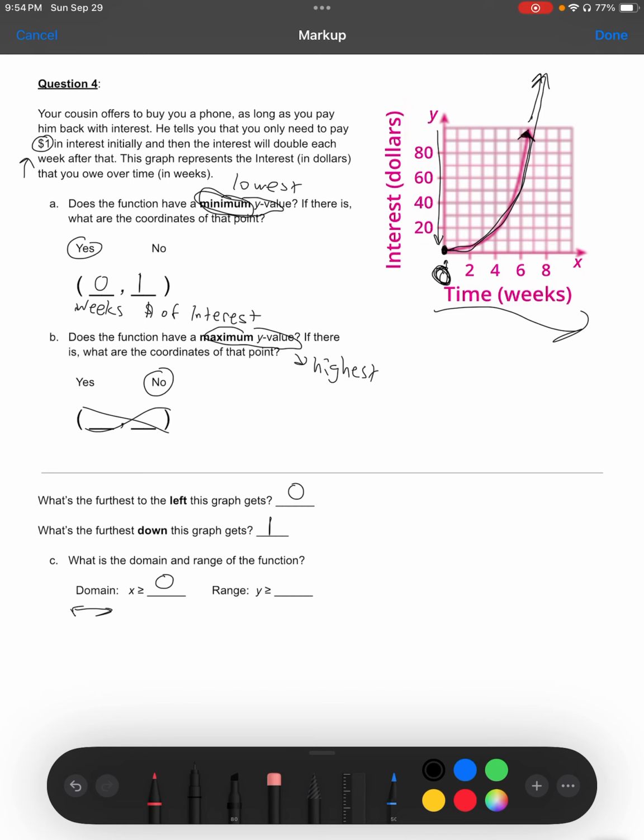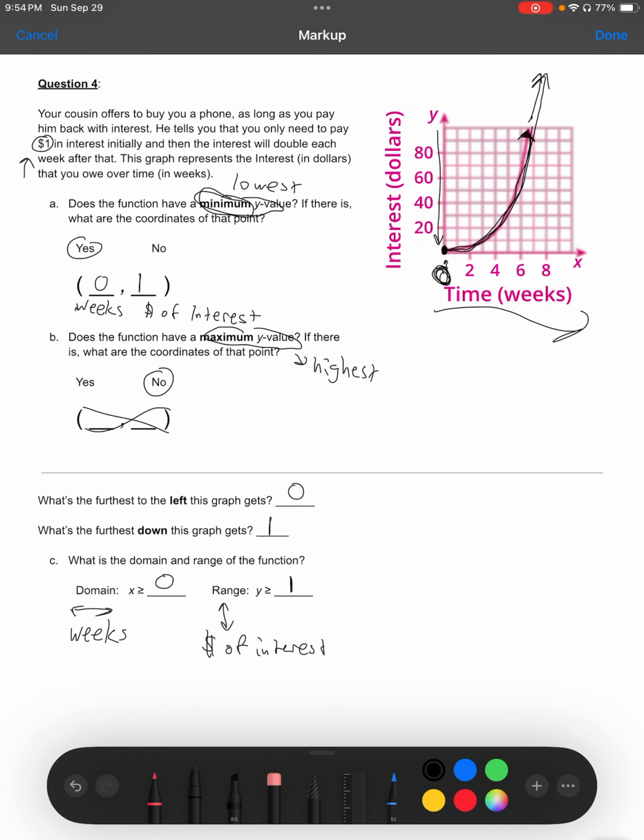It's $1, and then it'd be $2, and then $4, then $8. It keeps on doubling until it gets to infinitely large numbers. But the smallest it ever gets is $1. So that is our starting point for the range, which is our up and down values. Our weeks start at 0. Our dollars of interest start at $1. So the weeks start at 0 weeks, the dollars of interest start at $1.